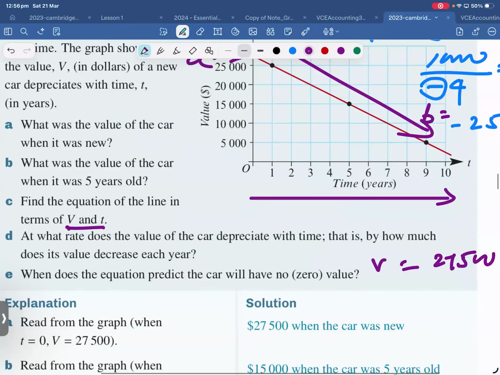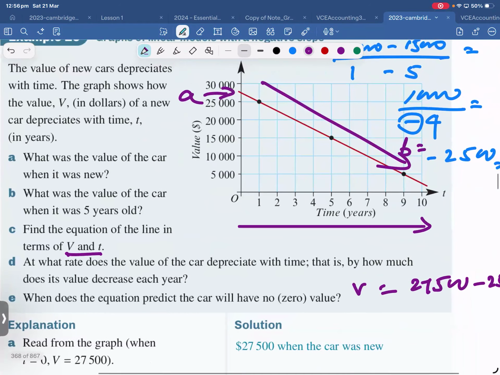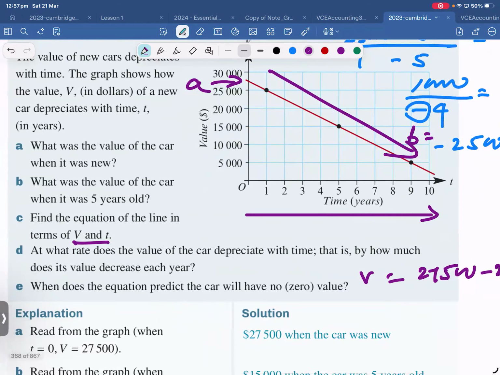And then, at what rate does the value of the car depreciate with time? That is, by how much does its value decrease each year, right? Each year it is decreasing by how much? 2500. Yeah, 2500, right, per year.